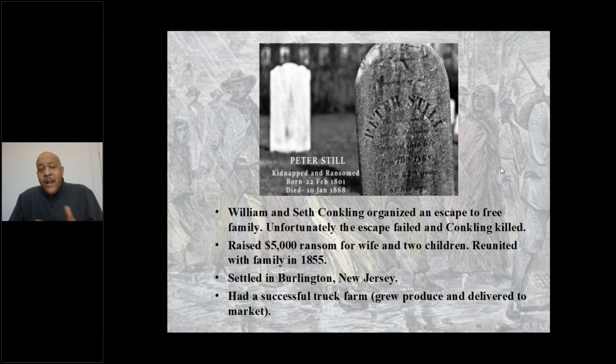But part of the story is that the owner of his family ransomed Peter's wife and children for $5,000. And Peter spent from 1850 to 1855 going up through the Northeast, speaking to different organizations, speaking at churches, meeting a lot of heavyweights in the abolitionist movement, and he raised $5,000 in order to free his family after 5 years. They settled in Burlington City in New Jersey, and he had a successful truck farm. He grew produce and delivered it to market.